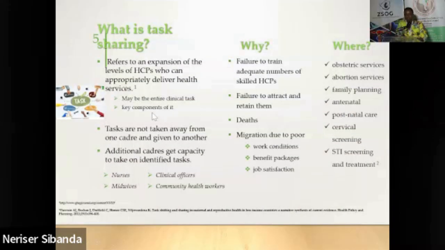Just briefly, it refers to an expansion of the levels of healthcare providers who can appropriately deliver a health service. So you may decide to task share the entire task or just components of it. When we talk about task sharing, we're not saying that we're removing the task from one provider and taking it to another, but rather that two providers can perform the same tasks. And here we're looking at nurses, midwives, clinical officers, and community health care providers, and the number of reasons why we task share and which particular services we can task share.